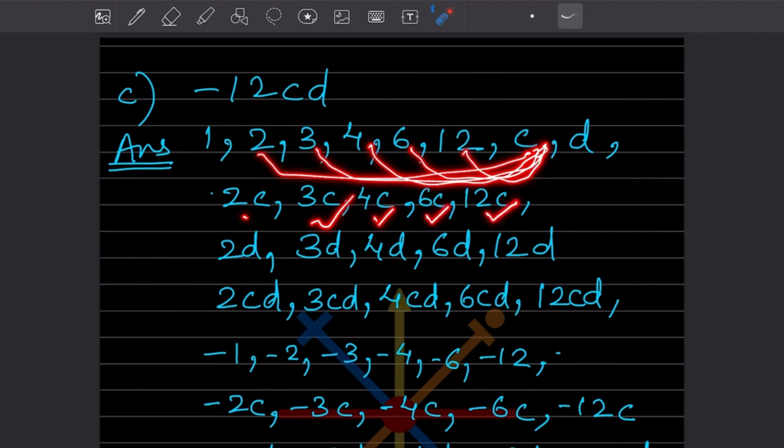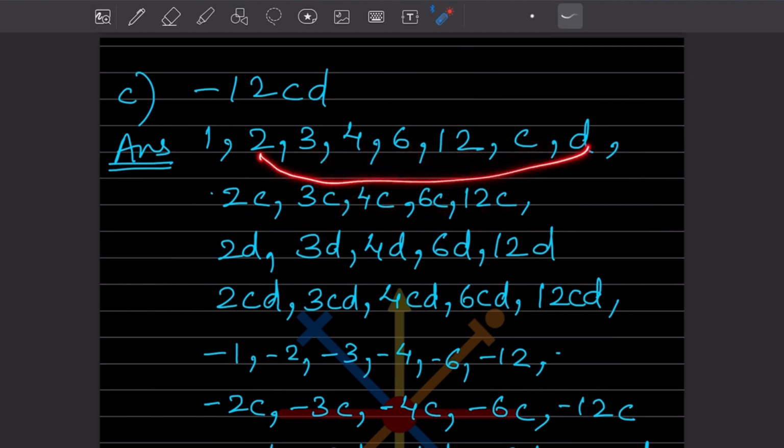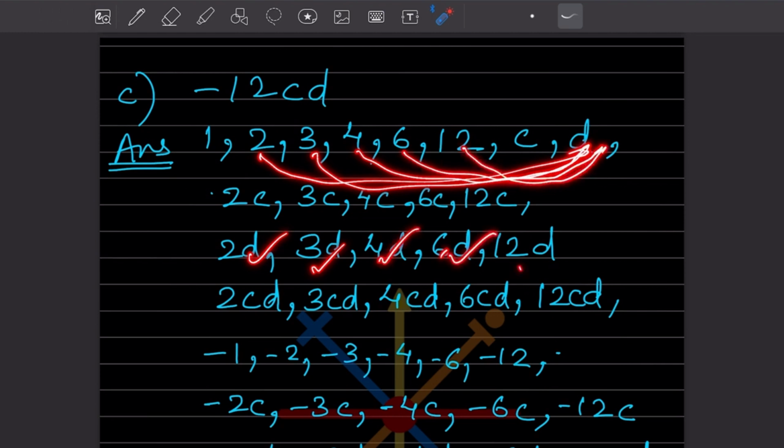Okay. So now what are the other possibilities? You can write here 2 into D, that is 2D. 3 into D, 3D. 4 into D, 4D. 6 into D, 6D. And 12 into D is 12D.